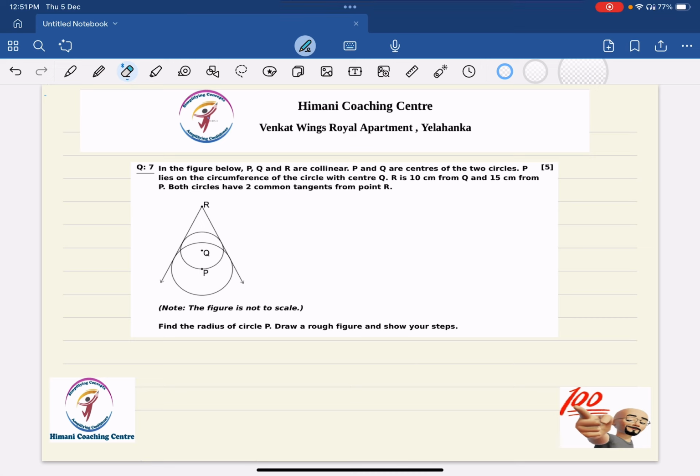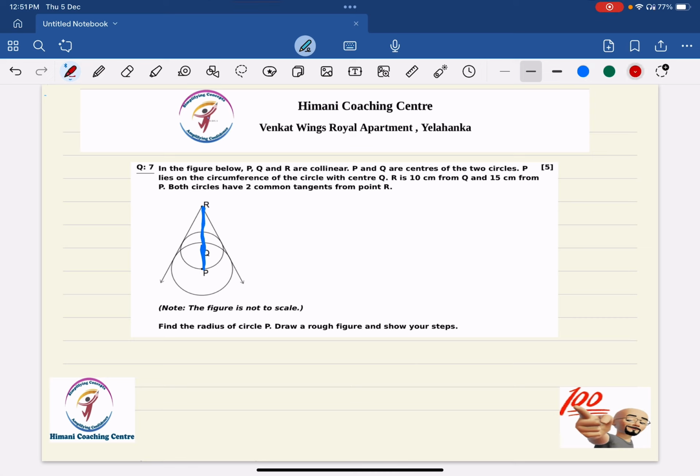We are asked to find the radius of the circle P. And of course, we have to show all the working and draw the diagram. Now let us first draw whatever is given. Since these points are collinear, let us draw a line. So this is the line which will be there.